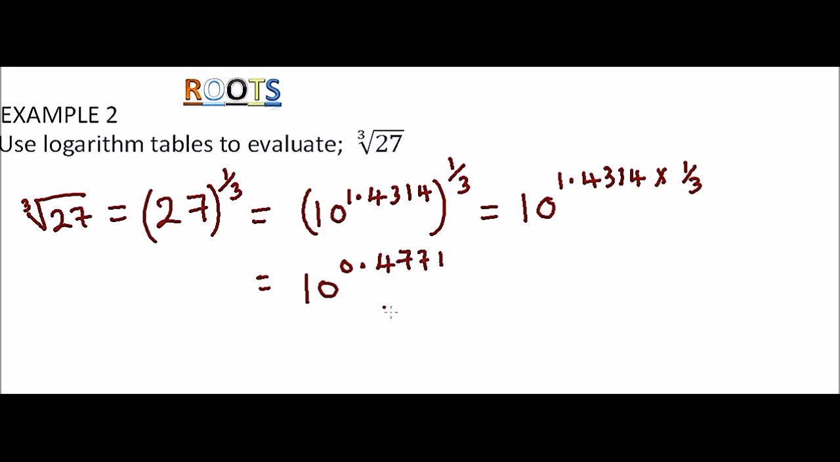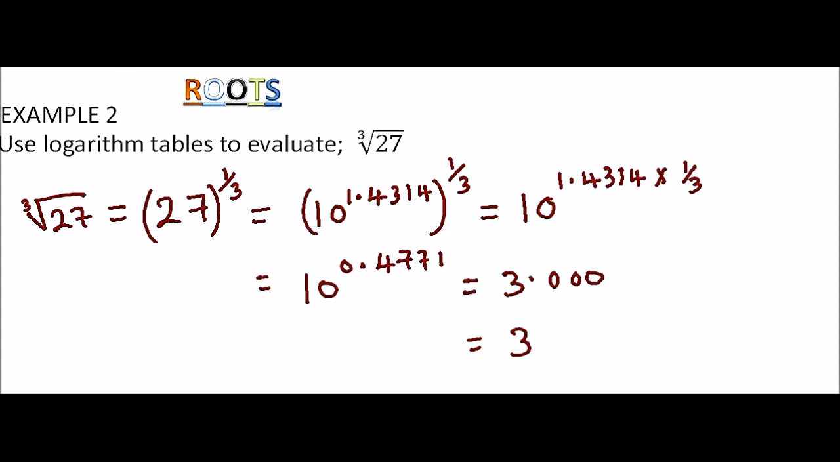0.4771. If you check from the logarithm table, the number whose logarithm is 0.4771 is equals to 3.000, which is the same as 3. So you can see, starting from what we know, that the cube root of 27 is 3, we can be able to use logarithm tables to get the cube root of that number.